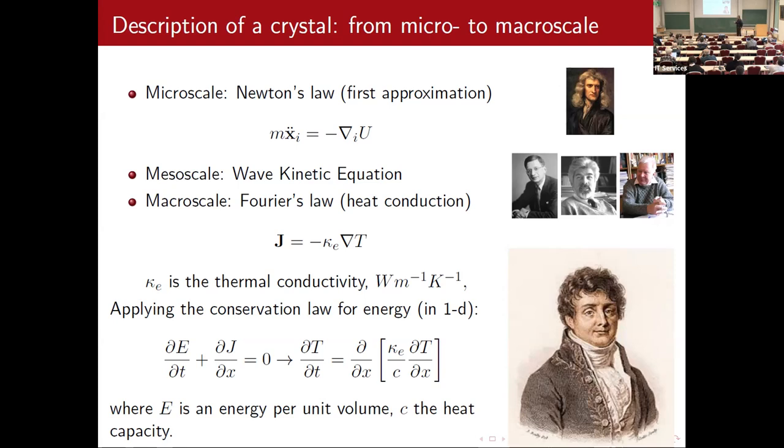But on the other side, if you look at things at the macroscopic level, we have the Fourier law, where the energy flux is proportional to the gradient of temperature, and this kappa is the thermal conductivity of the system. If you apply a conservation law, in 1D, you get the diffusion equation for temperature, and those things are well known. But one of the main problems of statistical mechanics is to fill the gap between Newton's law at the micro scale and the Fourier law, the macro scale dynamics. This is one of the reasons we're here: we're concerned about statistical mechanics.